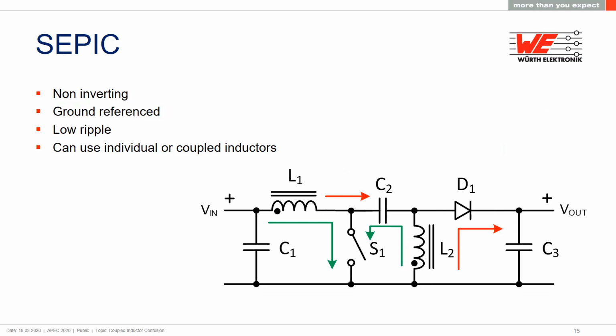Here's the SEPIC converter, which looks very similar to the Cuk converter, but the position of the diode and the second inductor have been switched. In this case, the principle of operation is the same. The advantage is the output voltage is not inverted, and there is a common ground reference for the power supply all the way through the output. This is very convenient to use, especially in battery systems that also use AC power adapters and chargers. Whichever type of power you plug in, everything stays ground referenced.